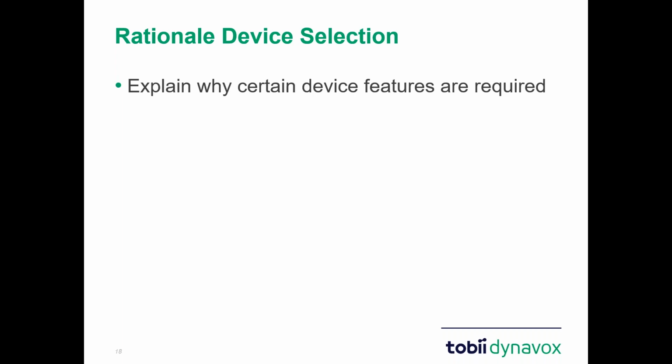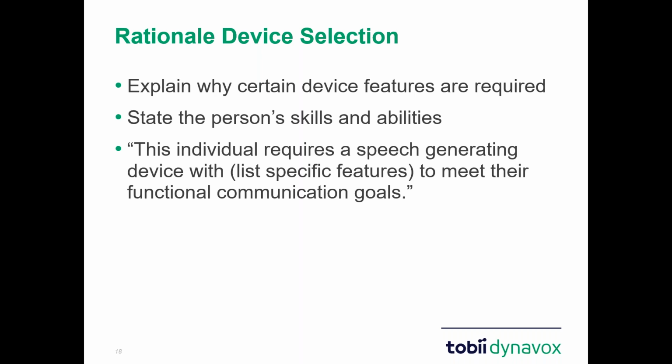Rationale for device selection. So explain why certain device features are required. So basically, why are you recommending this device? And we'll go over that in a second. So state the person's skills and abilities. So you could say something like, this individual requires a speech generating device with X, Y, and Z, listing specific features to meet their functional communication goals.